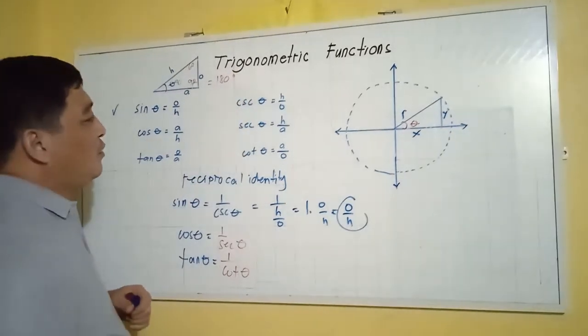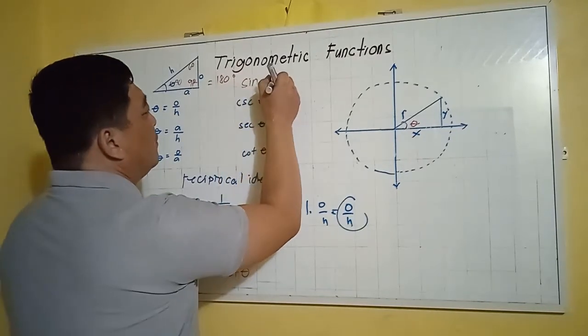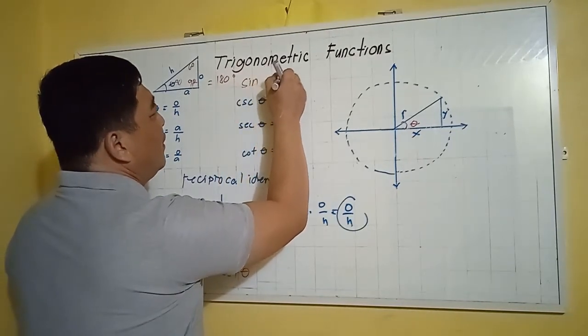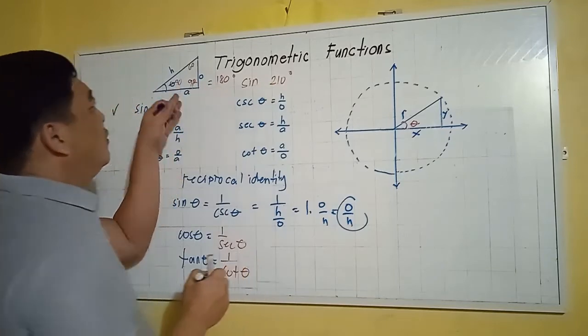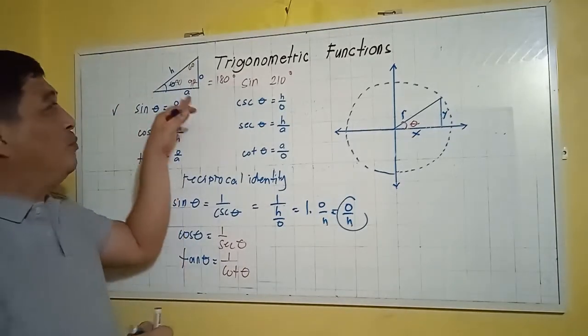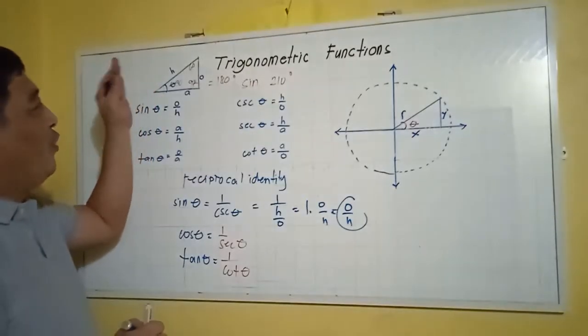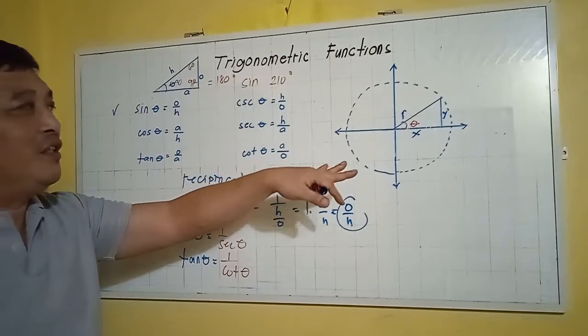Now, bakit nagkakaroon tayo ng sine 210 degrees? While alam natin na nasa loob ng triangle is only up to 90 degrees, yung pinakamalaking angle. Now, that question leads to this unit circle.